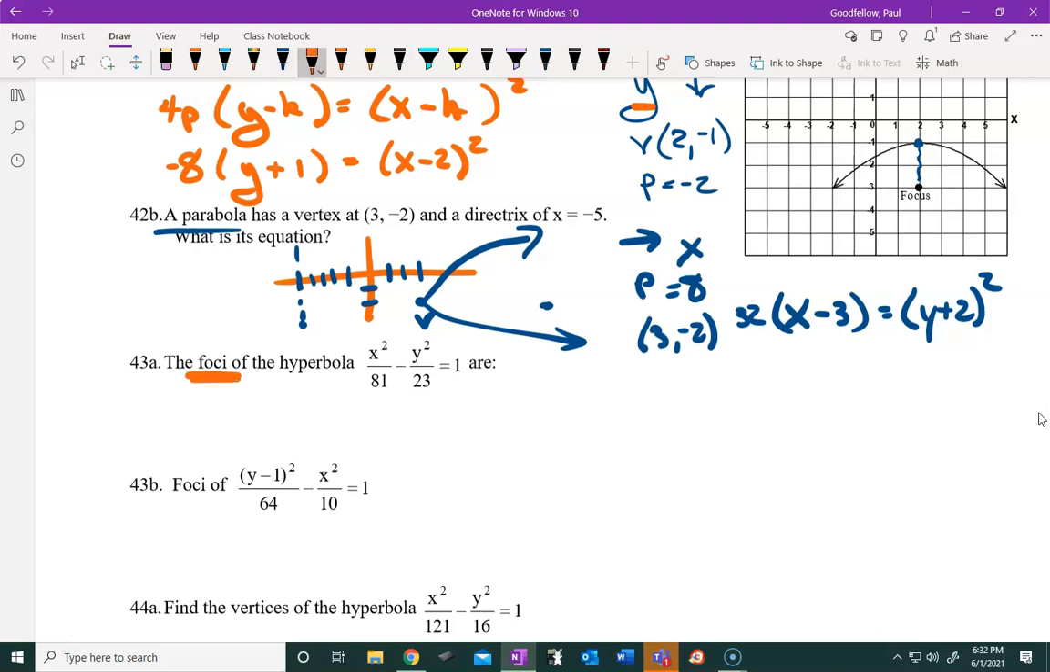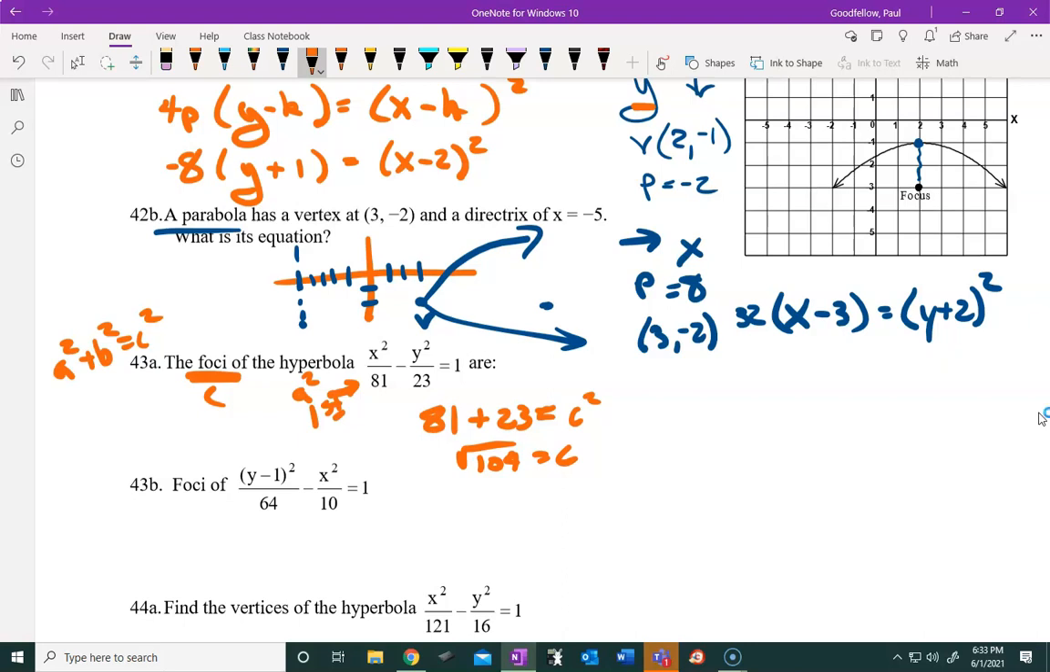Foci of a hyperbola means you're probably looking for c. Hyperbolas have a squared plus b squared equals c squared. They have a positive Pythagorean theorem. And ultimately, a squared is first. That's another thing to remember with hyperbolas. 81 plus 23 is equal to c squared. And ultimately, you get the square root of 104 is equal to c.